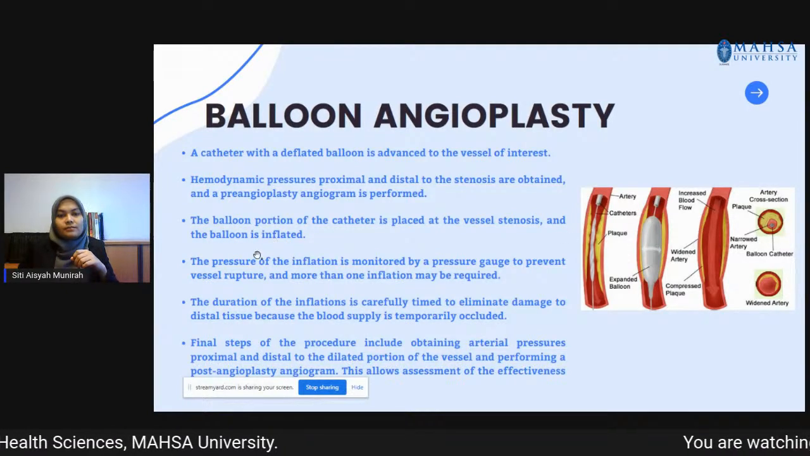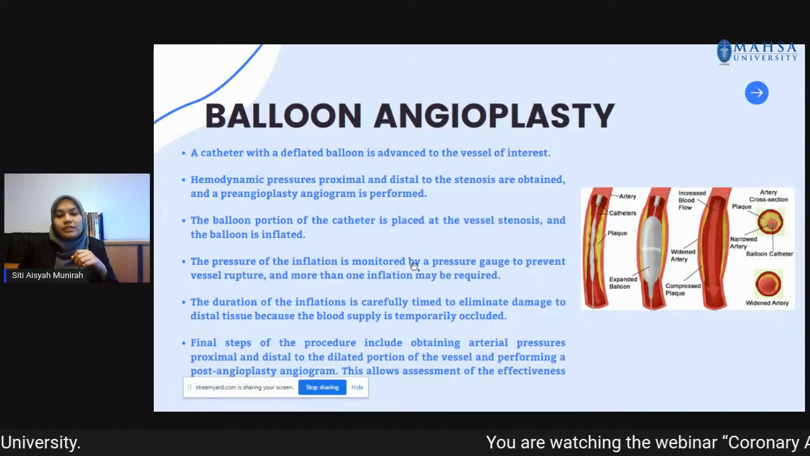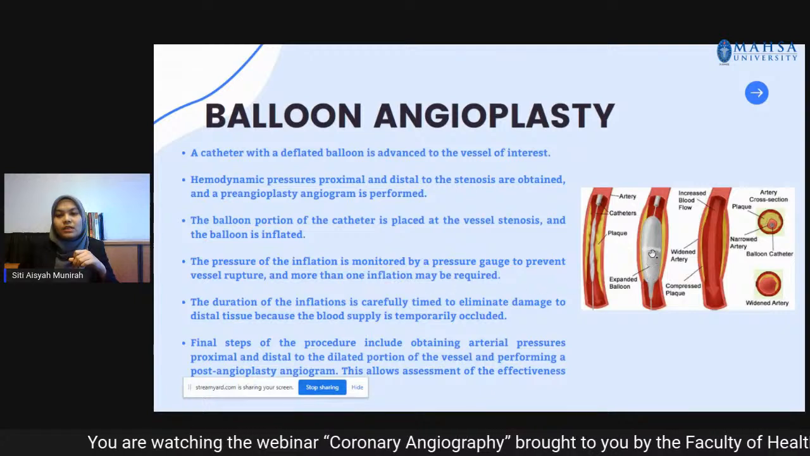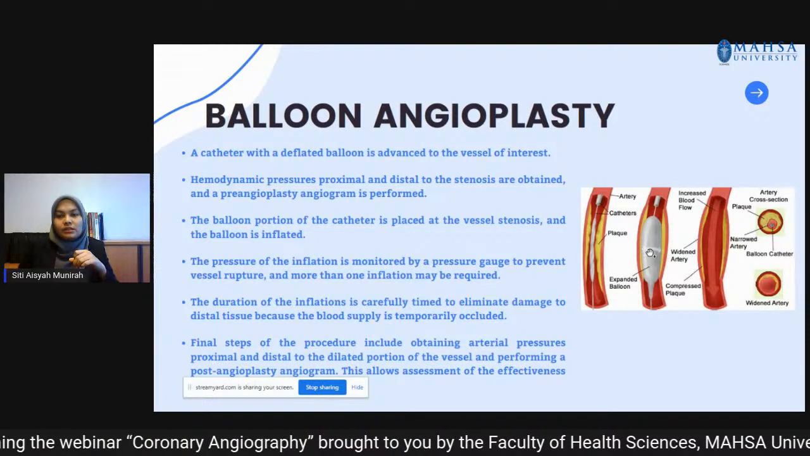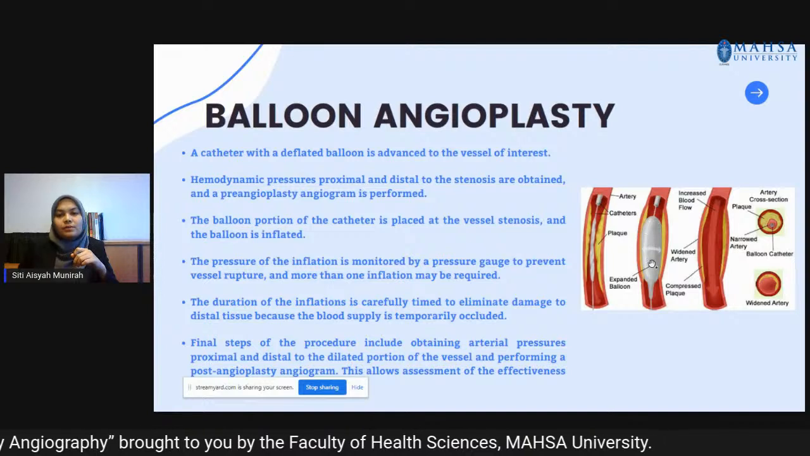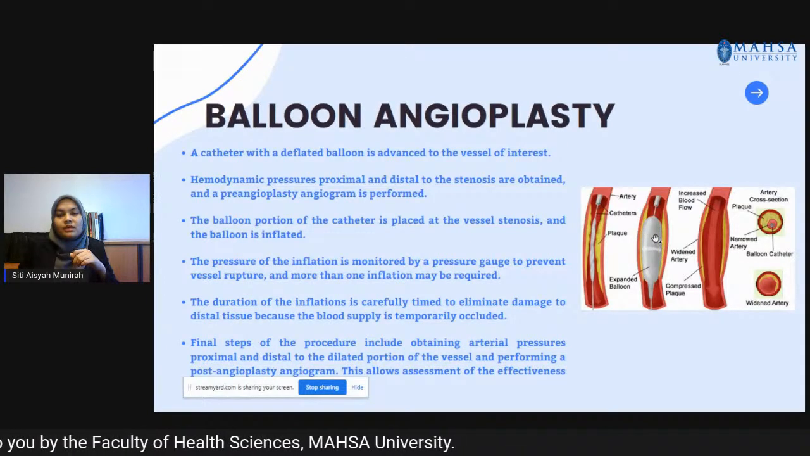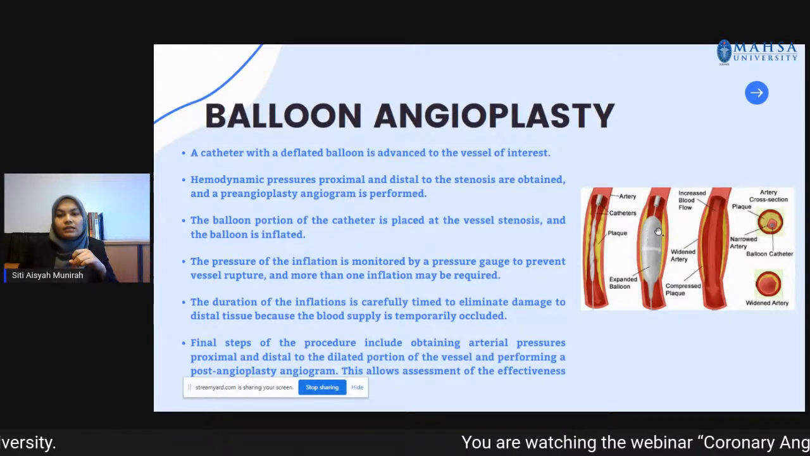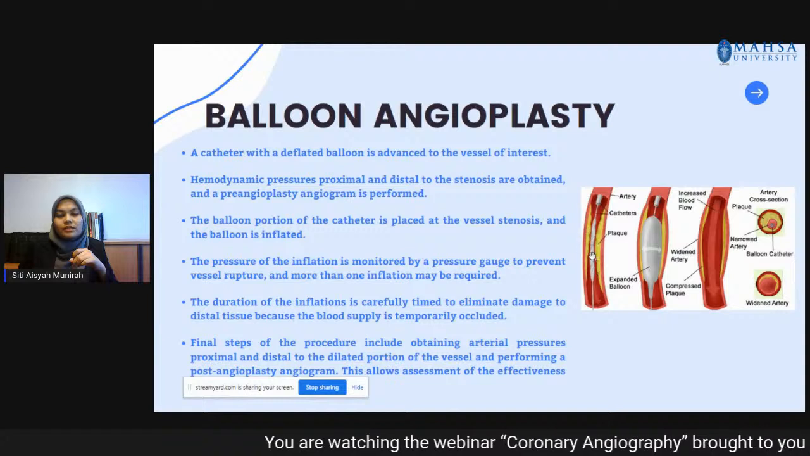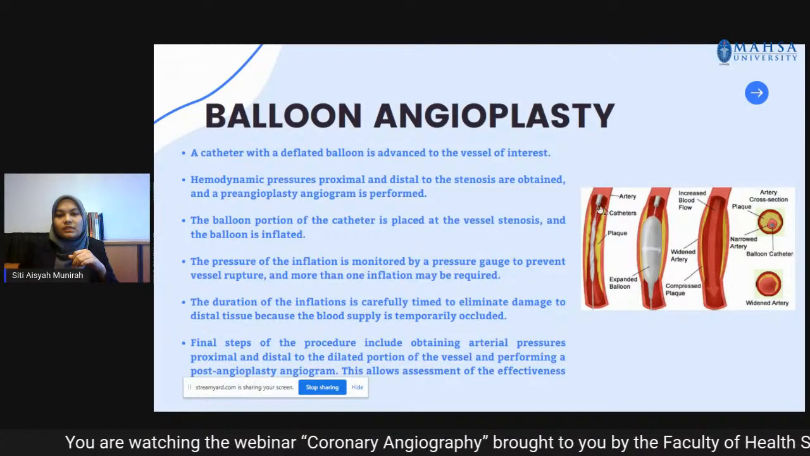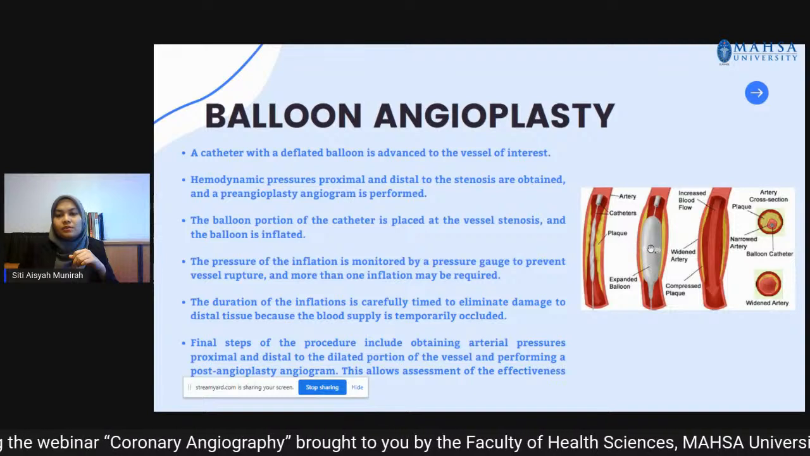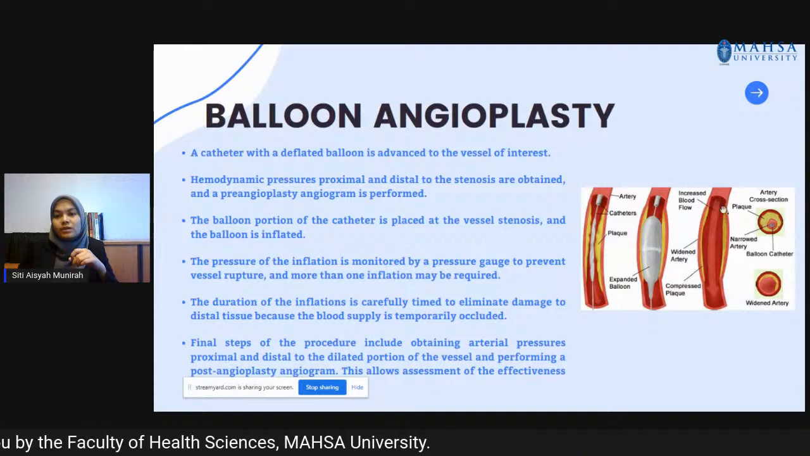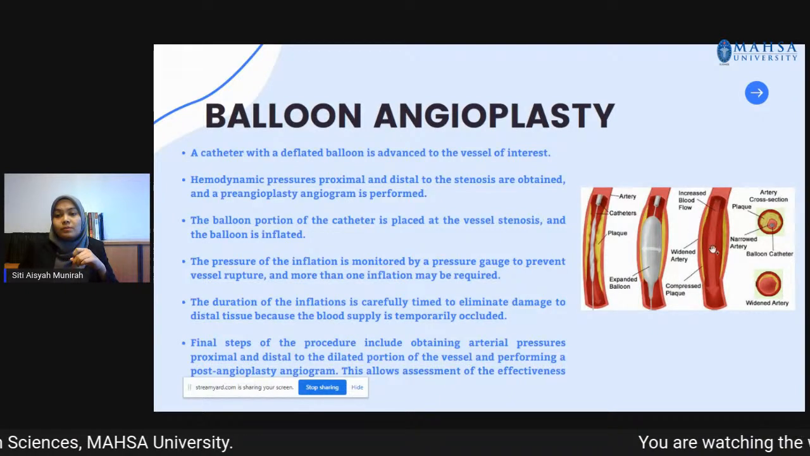So the pressure of the inflation is monitored by the pressure gauge to prevent vessel rupture, and more than one inflation may be required. So the pressure given needs to be monitored, and the inflation of the balloon needs to be done more than one time so that the occluded vessel is really opened. And the image here shows how balloon angioplasty is done. So here is the insertion of the catheter with the balloon, and here the balloon is expanded to open the narrow blood vessel, which is the yellow one at the top, and on this one the blood vessel is already open, in the top of the blue.